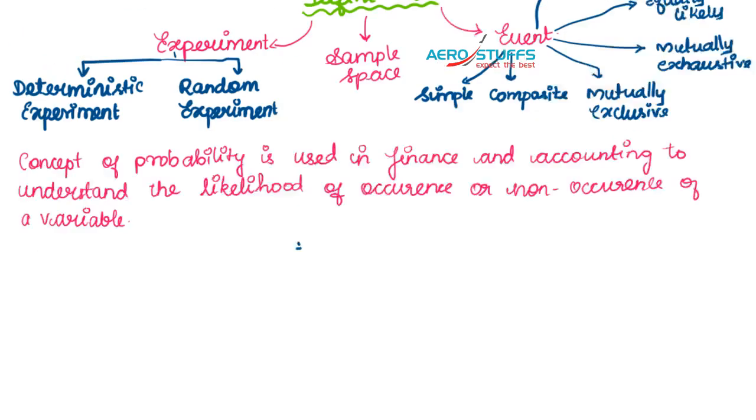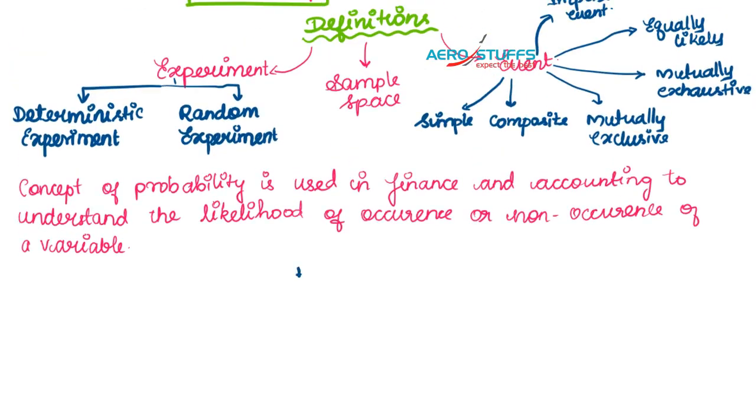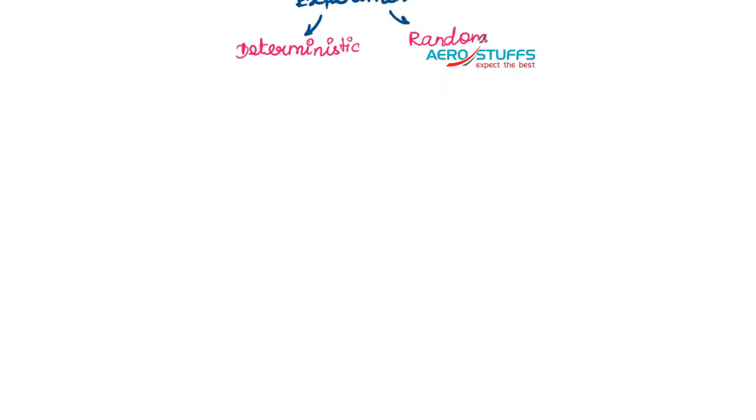This will help you to understand the likelihood of occurrence and non-occurrence of a variable. The variable might be the supply and demand curve. With the supply, you have to estimate the demand and all those things. We'll go to the explanations of the definitions. Now this experiment is of two types, I said. One is deterministic and another is random.